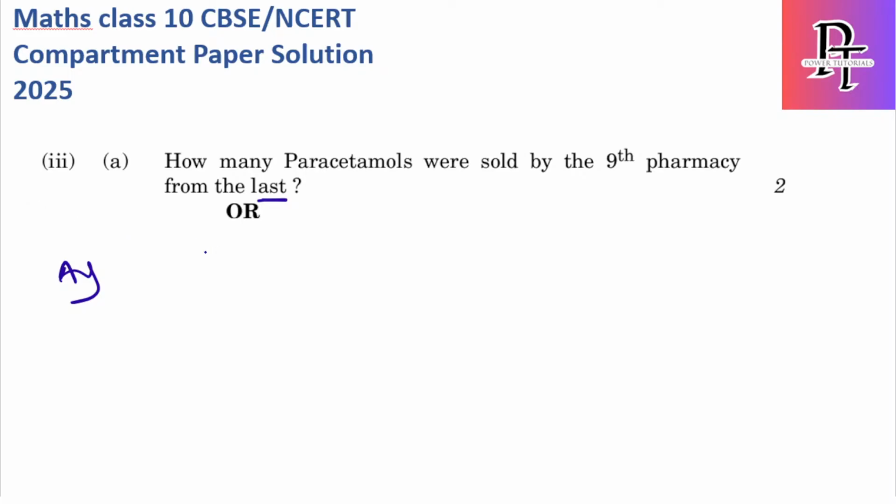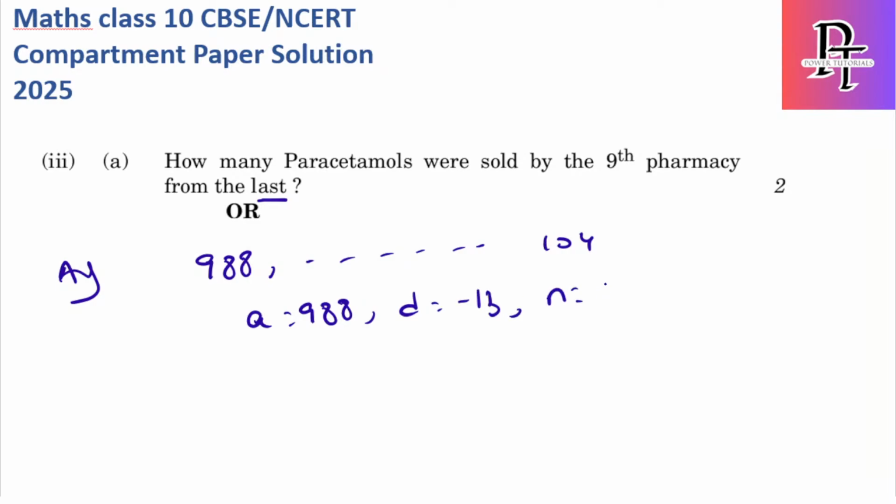If you reverse the entire series, you will get 988 and so on till 104. And here the A value will become 988, D value will become minus 13, and N value will remain the same, which is 69. That will not change. A, D, and N, all three we have. Now let's see what they are asking. 9th pharmacy, so simply A9. A9 will become A plus 8D.